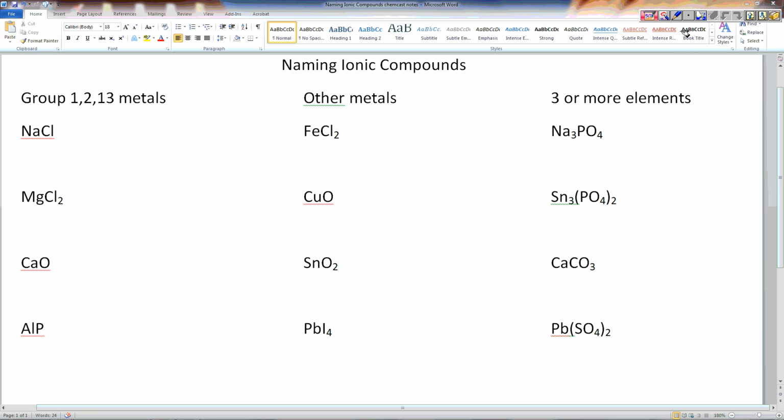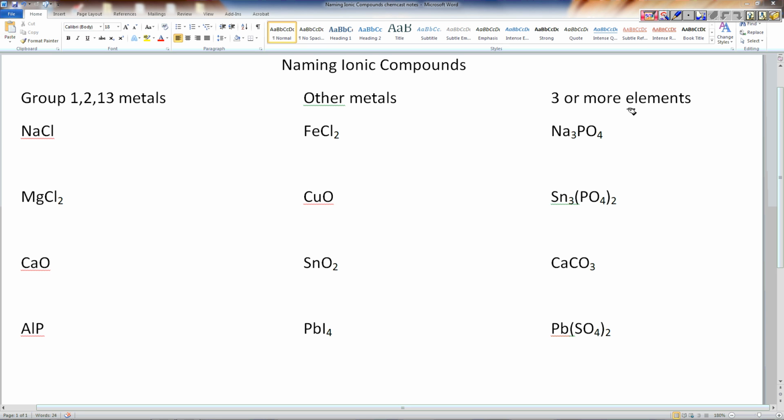When you're naming ionic compounds, the first thing you want to do is figure out how many elements are involved. If there's two elements, then there's two options. Either it's a group 1, 2, or 13 metal, or it's other metals. Either way, you have a metal, you have a non-metal, and there's only two elements. So there's a system for these.